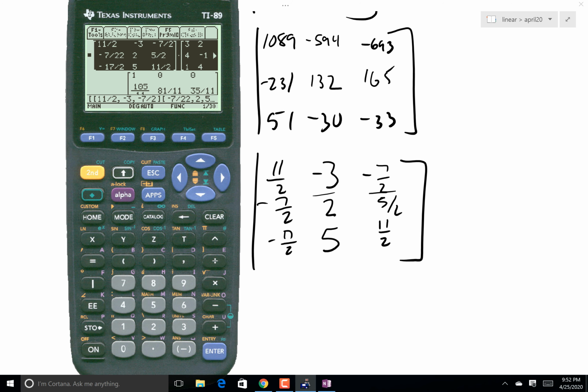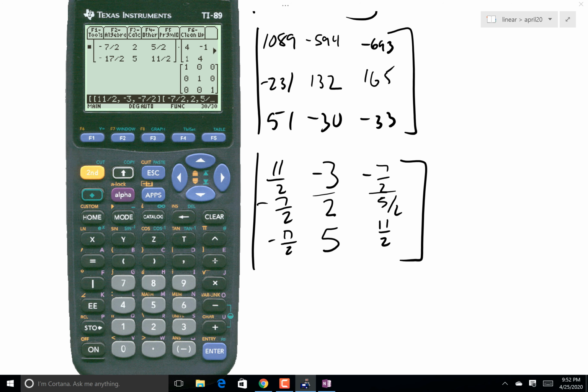Do you see right there? It clearly says 7 halves. Do you see that? What an idiot. All right, let's see if I can get it typed in correctly this time. Give it to me. Well, hallelujah, it actually worked.